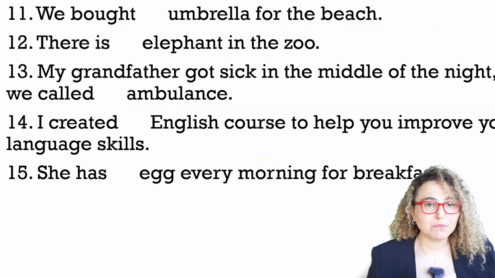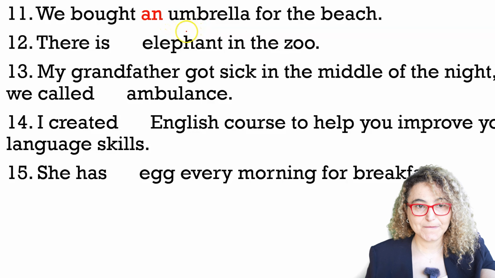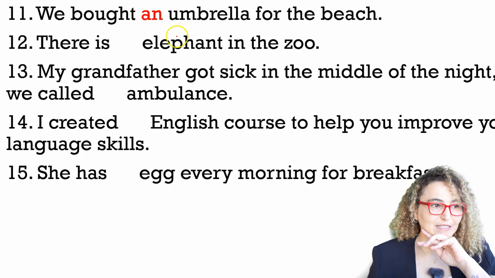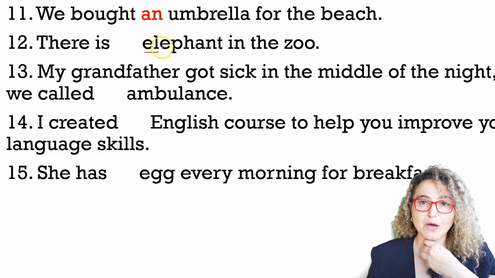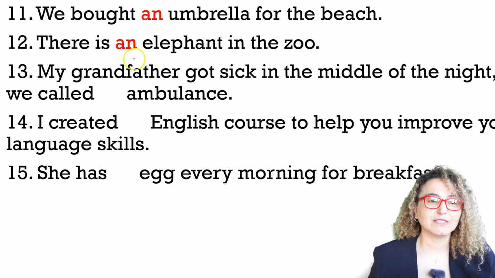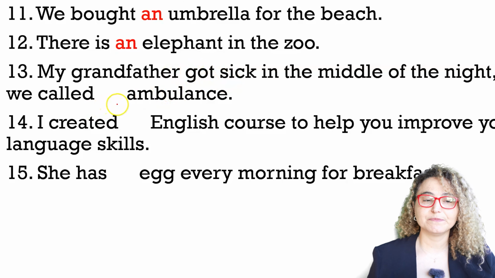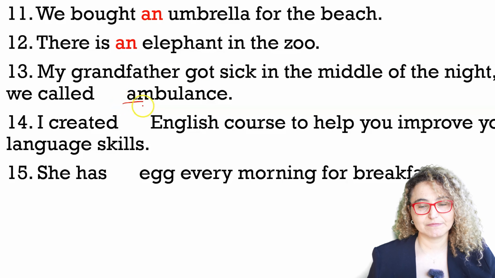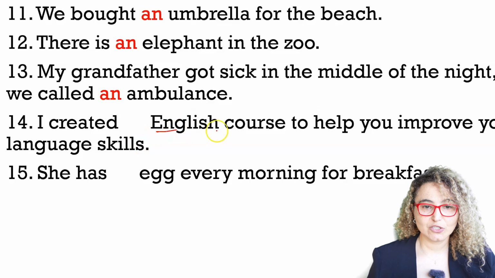Next one. We bought umbrella for the beach. Umbrella starts with a vowel. So what do you think the answer is? An umbrella. There is elephant in the zoo. It starts with a vowel. An elephant. My grandfather got sick in the middle of the night, so we called ambulance. An ambulance.